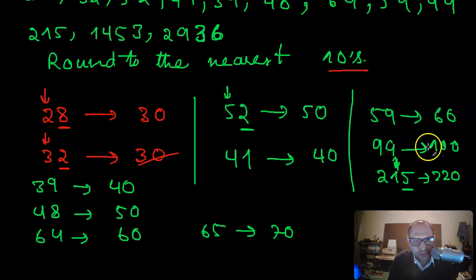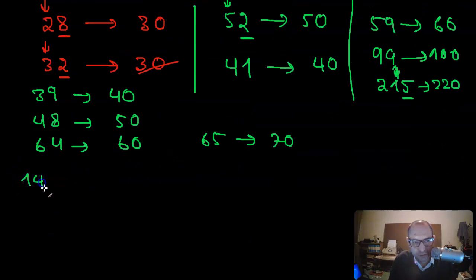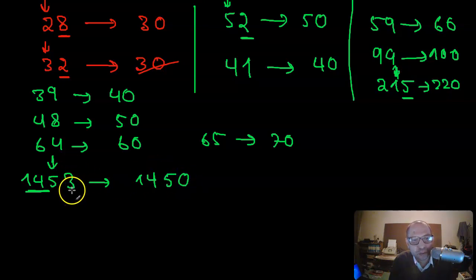Or 1453, rounding to the nearest tens. If I take a look at the digit to the right of 5, which is a 3, I know that I have to round down because 3 is less than 5, right? Which means that I write 1-4. The 1-4, you don't have to do anything about that. You just write it as it is. And then you're rounding down, so the 5 remains a 5, and the 3 is substituted with a 0. So 1453 becomes 1450.